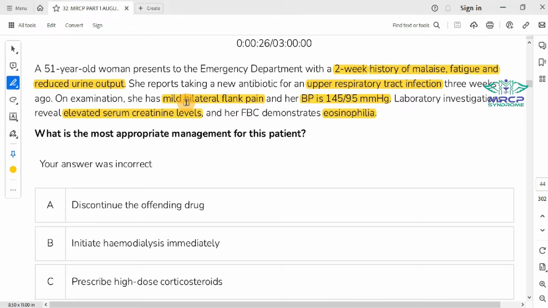A 51-year-old woman presents to the emergency department with a 2-week history of malaise, fatigue, and reduced urine output. She reports taking a new antibiotic for an upper respiratory tract infection 3 weeks ago. On examination, she has mild bilateral flank pain and her blood pressure is 145/95. Lab investigations reveal elevated serum creatinine levels, and her full blood count demonstrates eosinophilia. What is the most appropriate management for this patient?